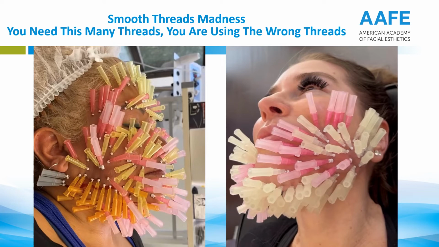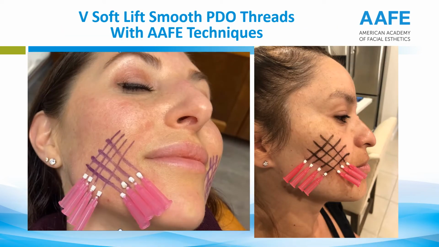You want the least amount of threads, and to use the right product that produces the most collagen production, and that certainly is going to be V-Soft Lift, which again was why we chose it for AFE training. These are V-Soft Lift smooth PDO threads with AFE techniques.